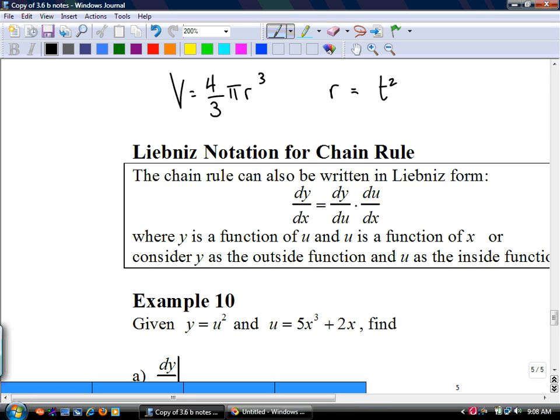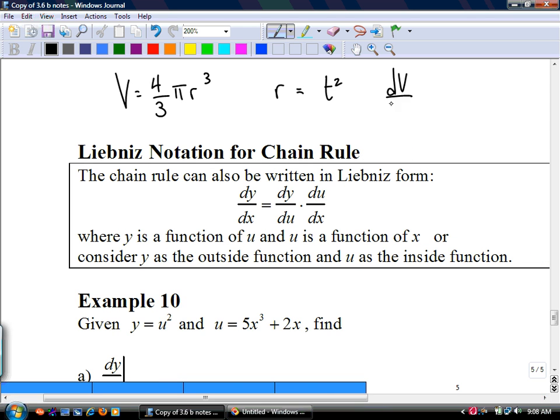So if I want to know how fast the volume changes with respect to time, I need to know two things. This is why this notation is very common and prevalent in science now. It's because the formula tells you what you're interested in. How fast is the volume changing with respect to time? I need to know how fast the volume is changing with respect to the radius, and then I need to know how fast the radius is changing with respect to time. But all it is is the chain rule.